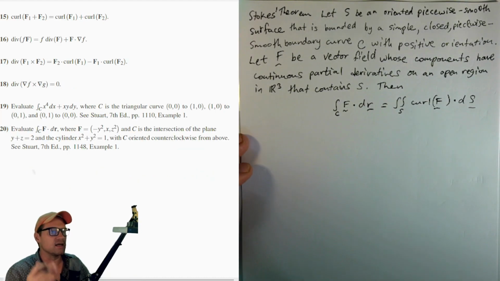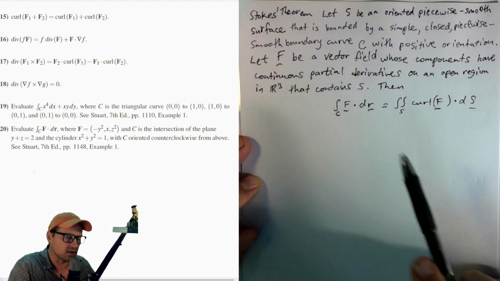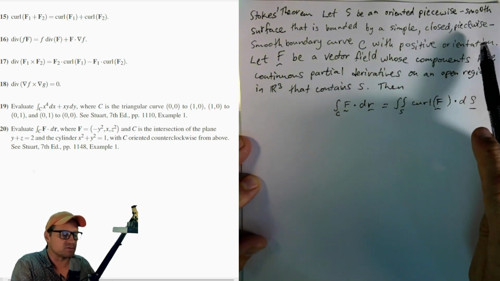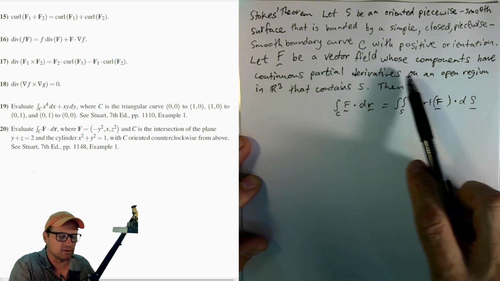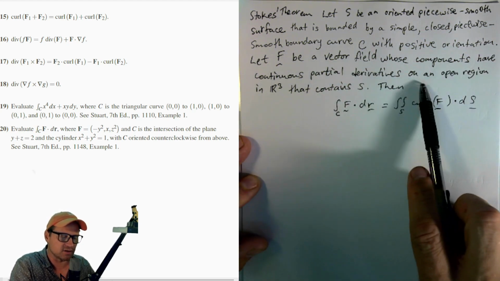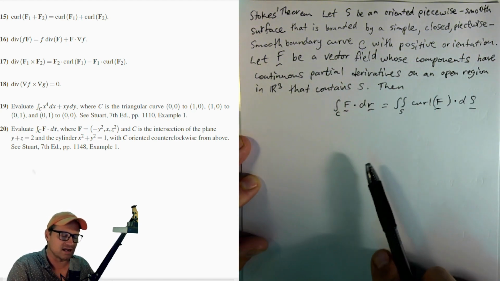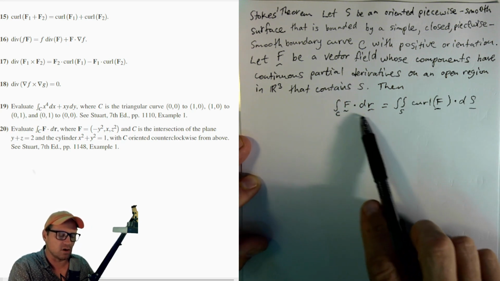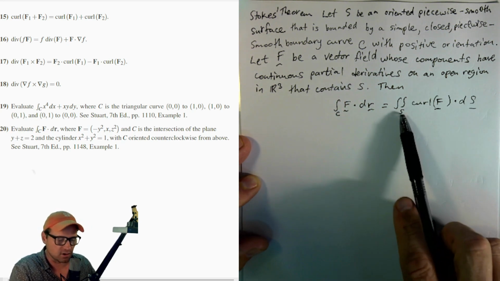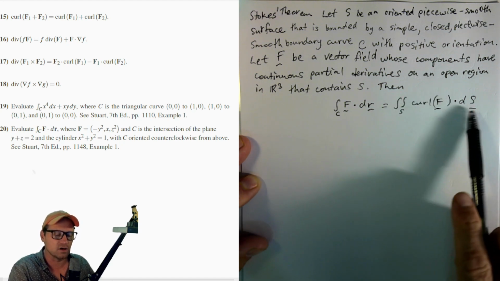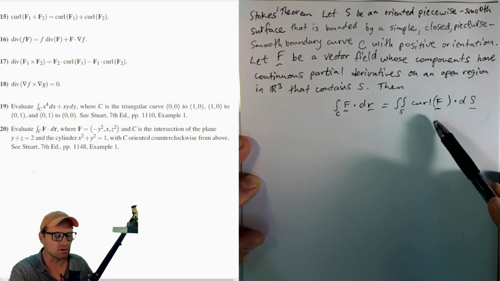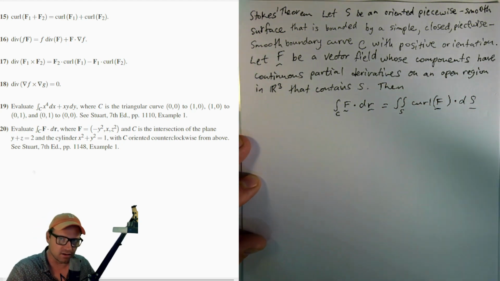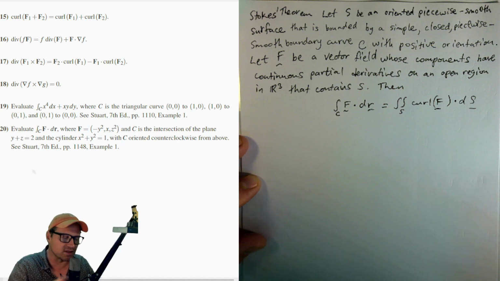Okay, question 20 is an application of Stokes' theorem. Let S be an oriented piecewise smooth surface that is bounded by a simple closed piecewise smooth boundary curve C with positive orientation. Let F be a vector field whose components have continuous partial derivatives on an open region in 3-space that contains S. Then the integral of F dot dr can be expressed as a double integral over S of curl F dot dS. And so I present this here a little bit prematurely as an application of the curl vector because we've been studying the curl vector here. Okay, so let's get started with question 20.